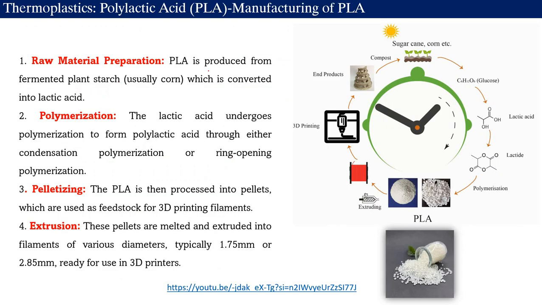Now, how is this prepared? It is produced from fermented plant starch, which is converted into lactic acid. So this is sugarcane or corn, then it is converted to lactic acid. Then after polymerization, it is converted into PLA. After polymerization, the PLA is then processed into pellets. The pellets are formed, and then using the 3D filament manufacturing machine, it is converted into filament, and that filament is used for 3D printing.